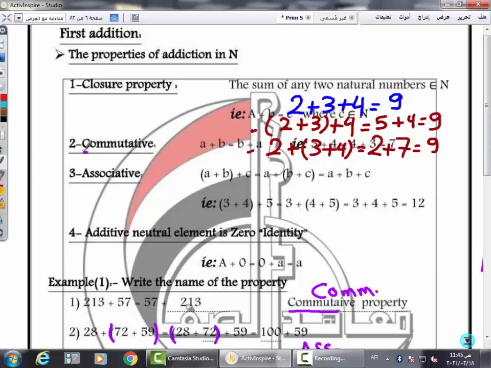2 plus 3 equals 3 plus 2. Okay? Associative. Asso means we take the first plus second or second plus third, and they give me the same result. Additive neutral element. What is the additive neutral element in natural numbers? It is 0. In the exam, if he asks what is the additive neutral element, it is 0.